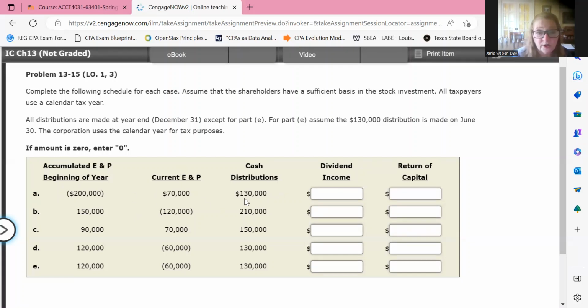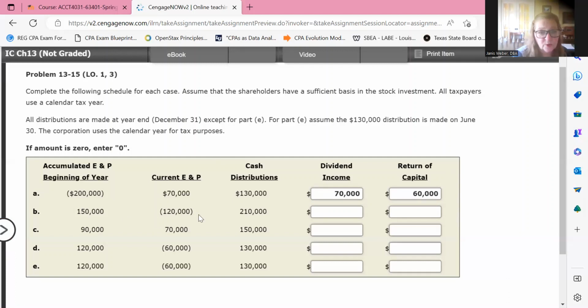So looking at this one, we can use the current earnings and profit to offset 70,000, to decide how to classify 70,000 of the 130. And the remaining 60 is going to be a return of capital. You don't combine them. When you have a negative E&P accumulated and a positive current, you use the current. You start with current and try to use it first. Okay, so that's pretty close. All right, so let's see.